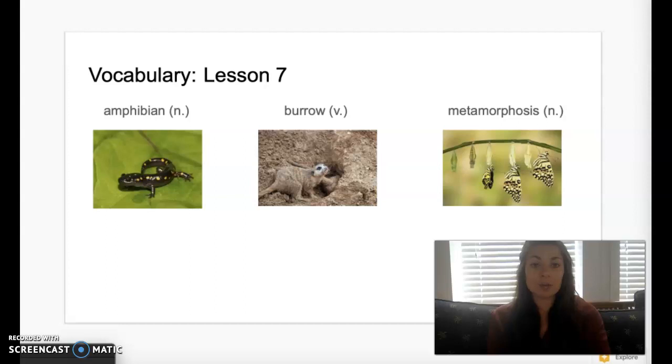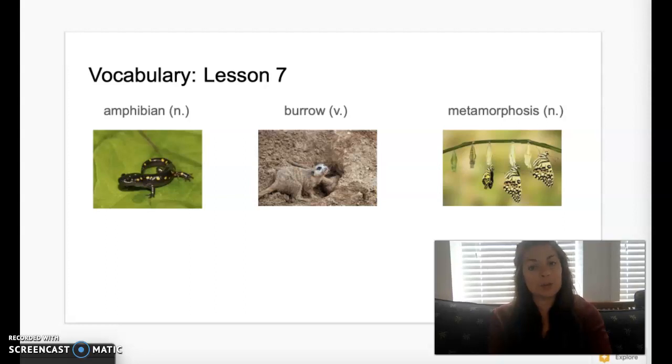Our first vocabulary word for today's story is the word amphibian. Repeat after me. Amphibian. An amphibian is an animal that can live on both land and water. Our second vocabulary word is the word burrow. Say burrow. Burrow means to make a hole or passage into or under something.